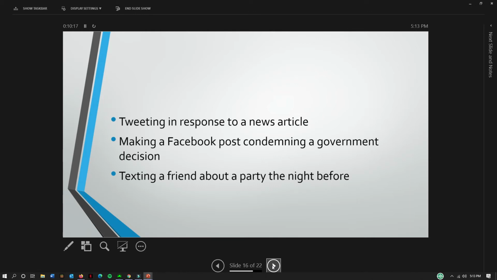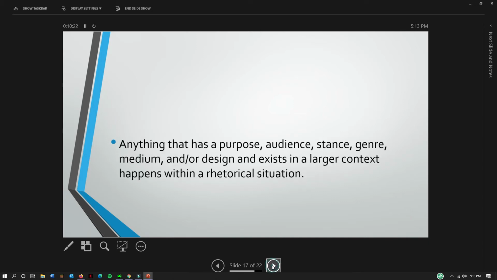Anything that affects that, your response to it is a rhetorical situation. So anything that has a purpose, audience, stance, genre, medium, and/or design and exists in a larger context happens within a rhetorical situation. So if what you're saying has a purpose, which everything does, if it has an audience, which everything does, stance, which means argument, which everything does, genre, when I say genre, I'm not talking about like horror or comedy. I mean like narrative, which is a story, or research, that kind of genre.